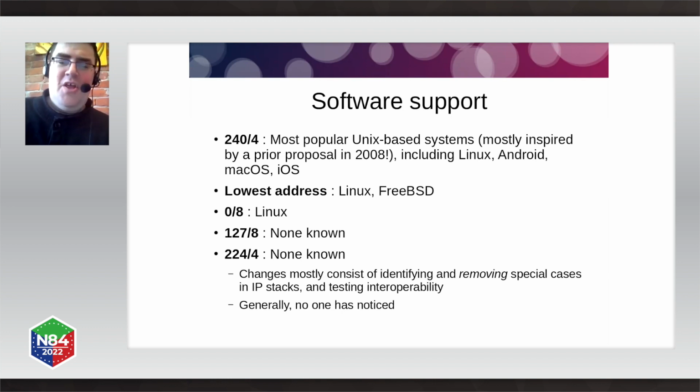These changes generally are quite small, as you can imagine, and they generally consist of removing special cases in the IP implementation and then testing interoperability to make sure that configuration tools can assign the addresses and that other software will use it and all of that. But often it involves basically removing a single condition in the IP implementation, which is the condition that would have treated an address range specially, so that it returns to the default of treating it as an ordinary address.